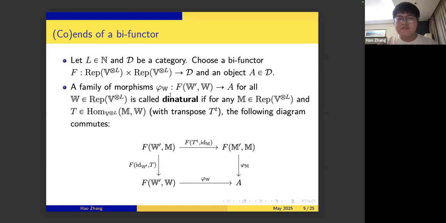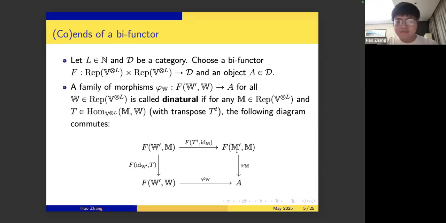A family of morphisms from F(W, W conjugate) to A is called dinatural if it is natural with respect to any morphism in this space. The definition is quite simple. If you have a morphism in this space, you will get the following morphisms here and here, and we apply the morphisms phi W and phi M here, and this diagram will commute. This is the definition of dinatural.